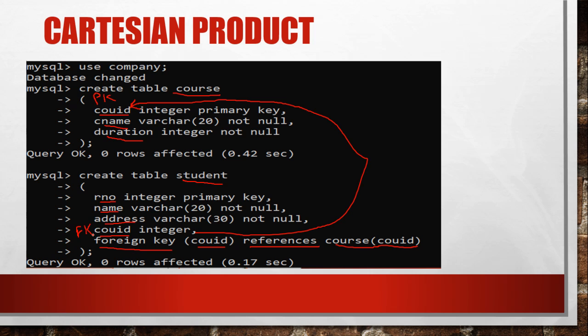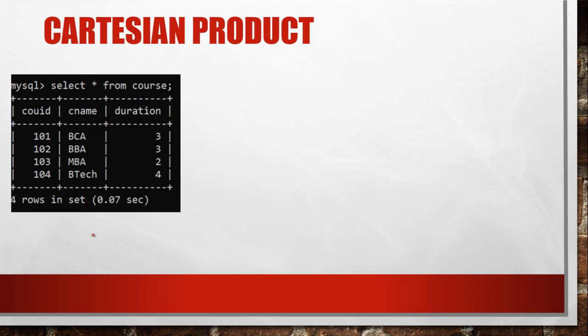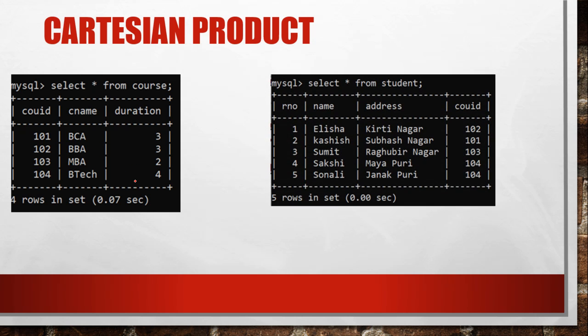So now we have created two tables, one is the course and the other one is the student, right? Now in the course table I have entered these records: 101 BCA, duration is 3 years, 102 BBA, duration is 3 years, MBA 2 years, BTech 4 years, and along with that I entered some records in the student table also, right? So these are the records of the course table and these are the records of the student table.